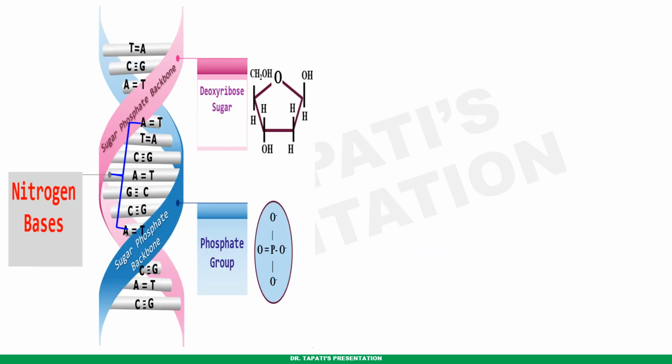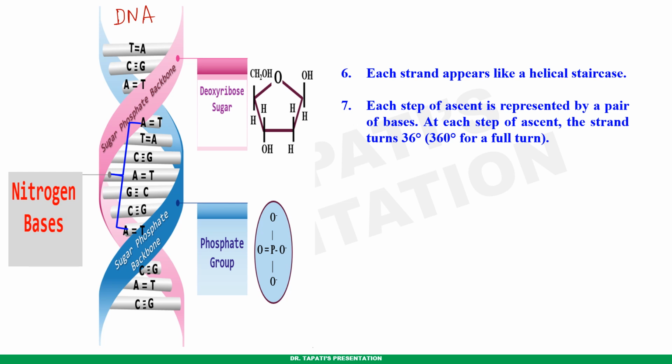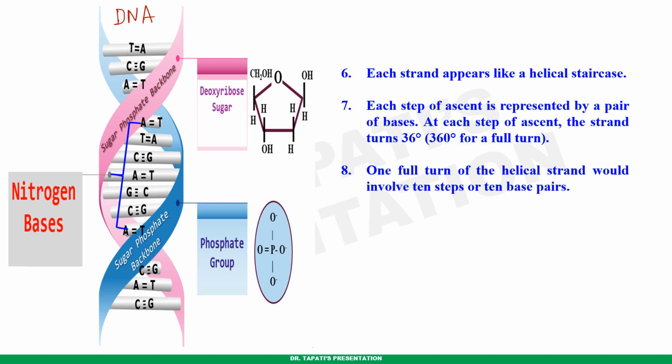Next characteristic of DNA double helix is that each strand appears like a helical staircase. Left side is a double-stranded DNA structure where helical staircase structure is clearly visible. Each step of ascent is represented by a pair of bases. At each step of ascent, the strand turns 36 degree or 360 degree for a full turn. One full turn of the helical strand would involve 10 steps or 10 base pairs. So in this figure also it is clearly visible total 10 base pair present within a turn.